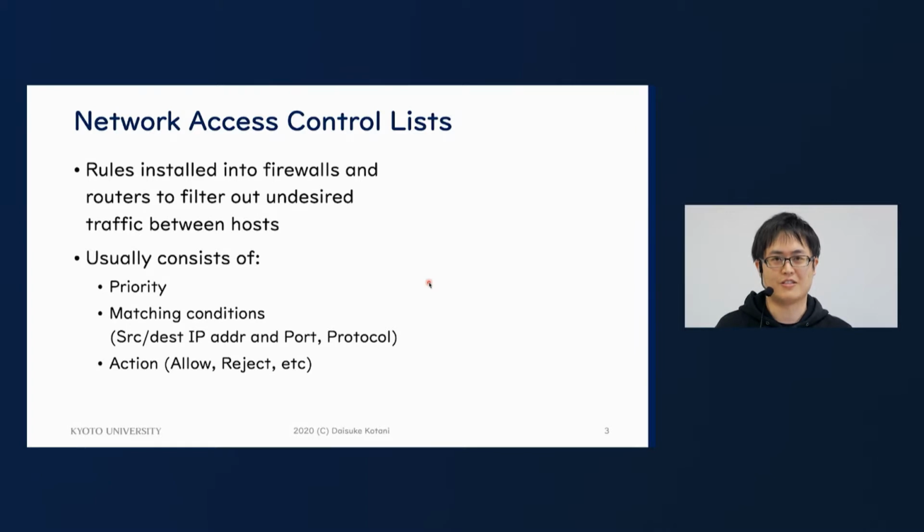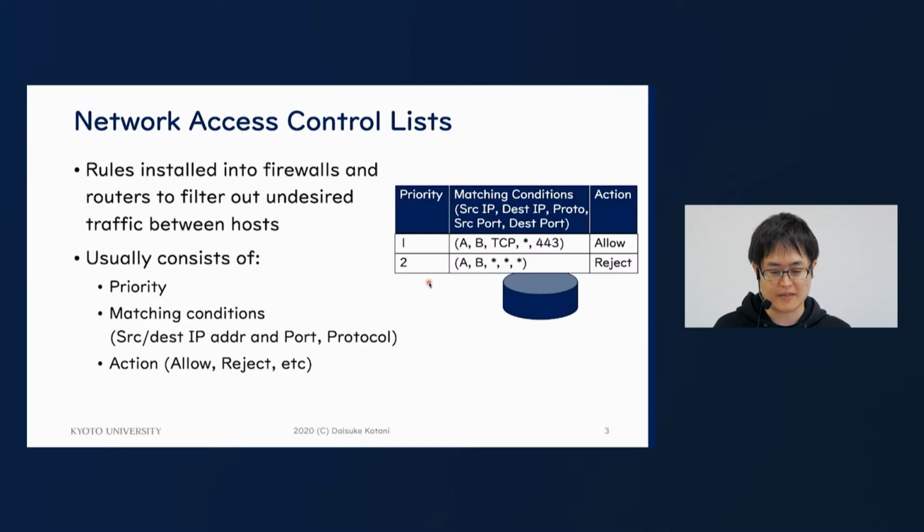Today, I will mainly talk about network access control lists. Many network devices, such as routers and layer 3 switches, have configured network access control lists, that is, a set of rules used to decide whether to forward a packet or not. In order to use this feature, you need to decide a set of rules that dictates on what conditions a packet is forwarded or not to routers or switches. These rules are usually based on priority, matching conditions of packets, and actions, such as allowing a matched packet to be forwarded or not.